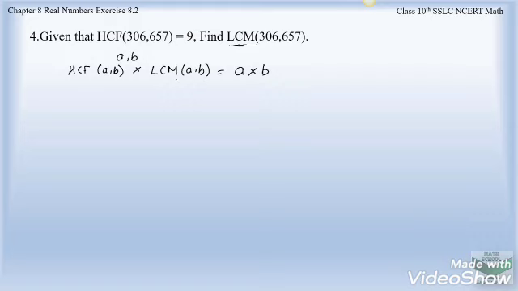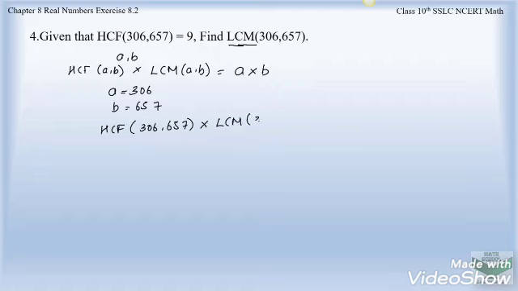This we have already studied in our previous videos. If you want to watch back those videos, please click the I button above. So let us substitute the values here. From the question, our a value is 306 and b value is 657. Let us write down again the HCF of 306 comma 657 into LCM of 306 comma 657 is equal to 306 into 657.